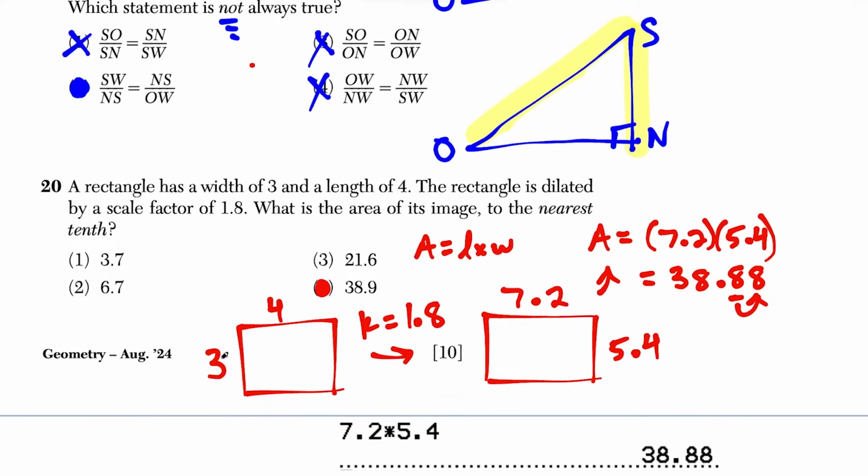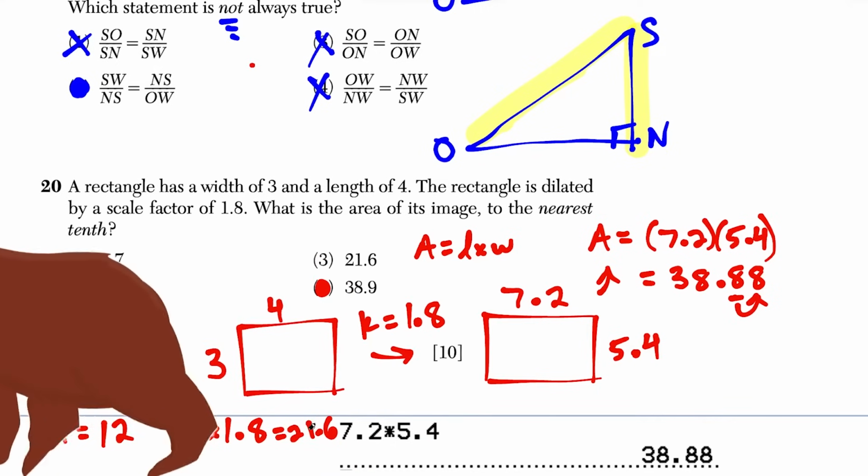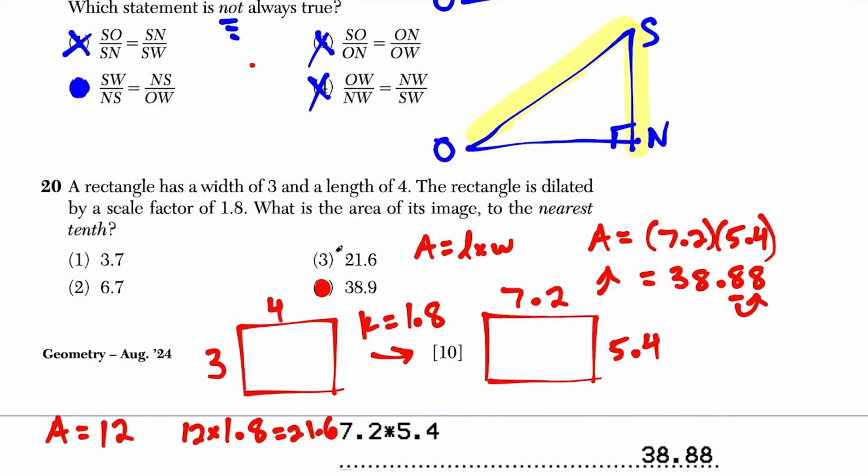It is tempting to just do the area of the original rectangle is 3 times 4, which is equal to 12, and students will just take the 12 and multiply it by 1.8. And if you multiply 12 by 1.8, you're going to get 21.6. And choice 3 is waiting for you, but choice 3 is a very dangerous bear trap. Okay, for this, you have to be very, very careful.